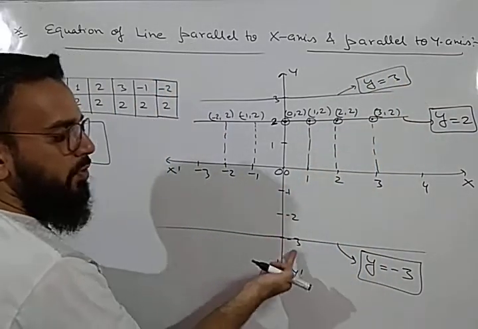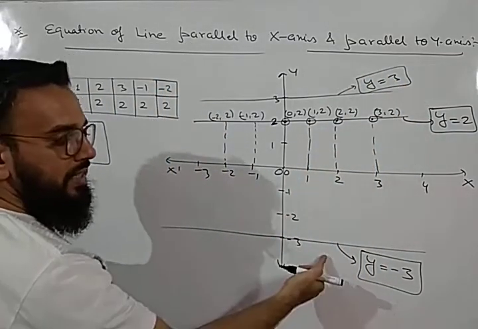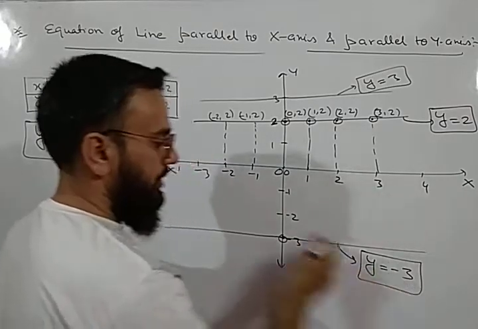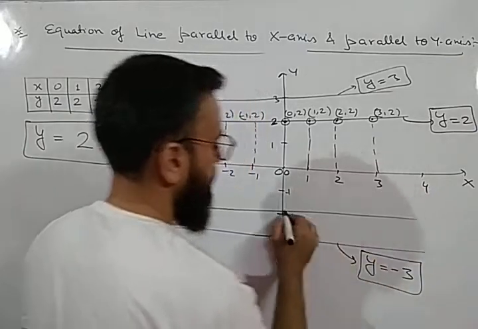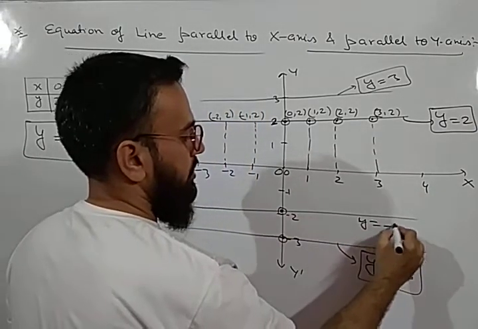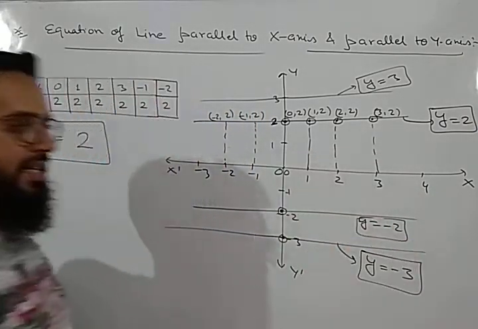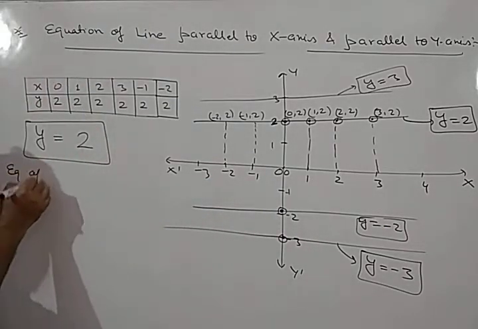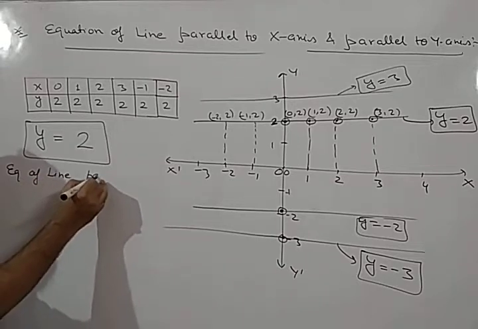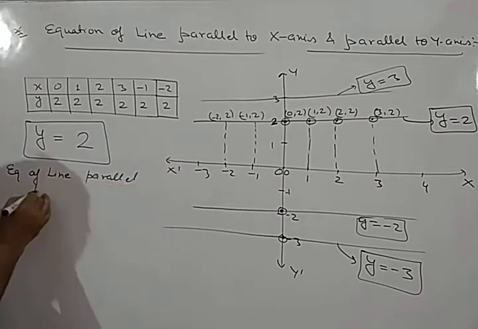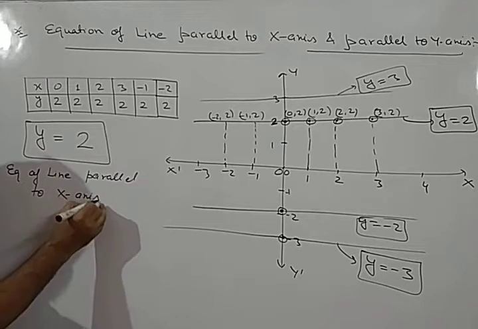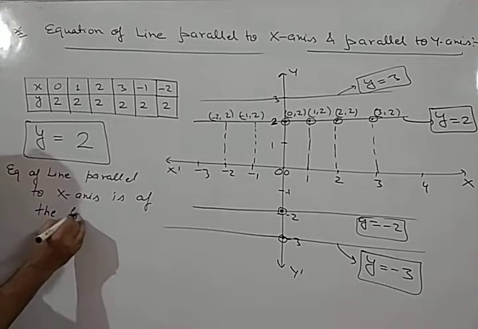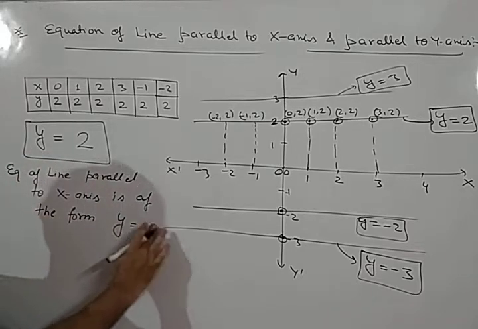If the line passes through the negative y-axis parallel to the x-axis, then if it passes through -3, the equation will be y equal to -3. If the line passes through -2, then the equation will be y is equal to -2. It means in general we can say the equation of a line parallel to the x-axis is of the form y is equal to constant.